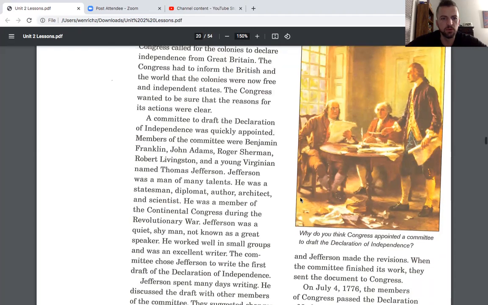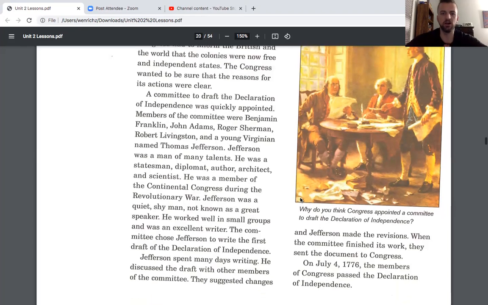Might want to know these people. Members of the committee were Benjamin Franklin, John Adams, Roger Sherman, Robert Livingston, and a young Virginian named Thomas Jefferson. I would write that in now, in your notes box. Do it. Jefferson was a man of many talents. He was a statesman, diplomat, author, architect, and scientist. He was a member of the Continental Congress during the Revolutionary War.